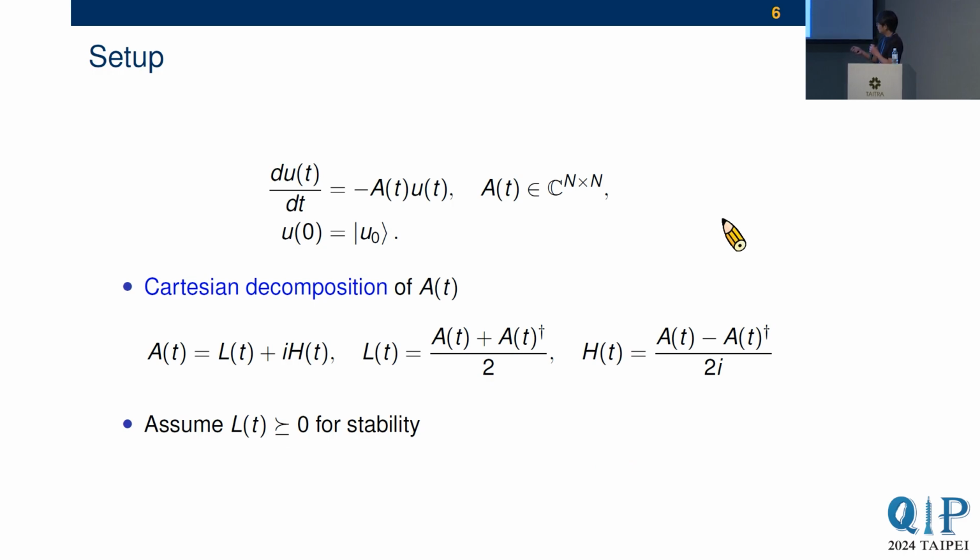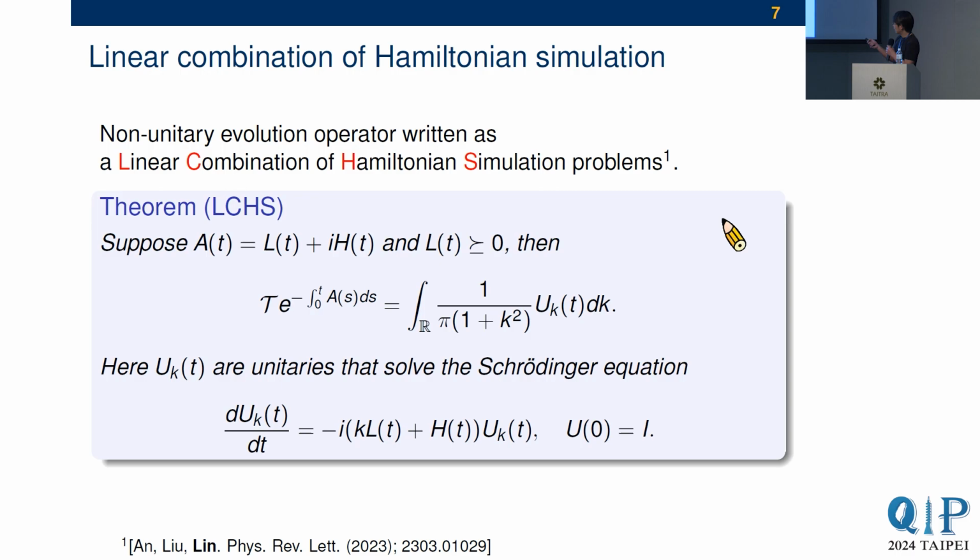We're going to do something called the Cartesian decomposition of A(t). For any matrix A, whether it's diagonalizable and so on and so forth, it doesn't matter, you always compute the so-called matrix real part, that is A plus A Hermitian conjugate divided by 2, called L. And then this is the so-called imaginary part, H. Any matrix, you can do this. So both H and L are Hermitian matrices. We further assume that L is positive semi-definite for stability reasons. We assume that we can query L and H.